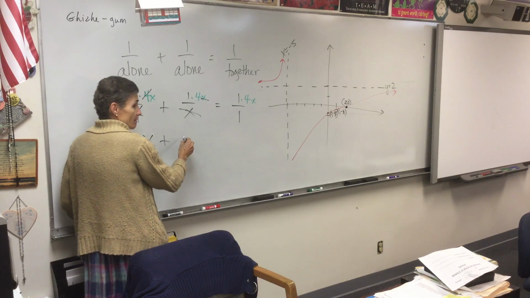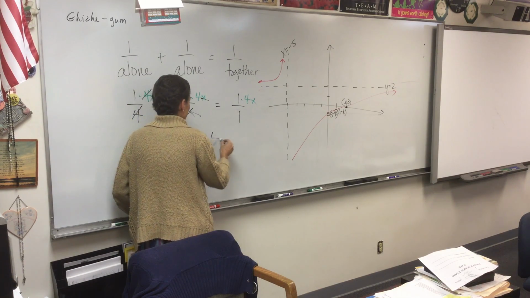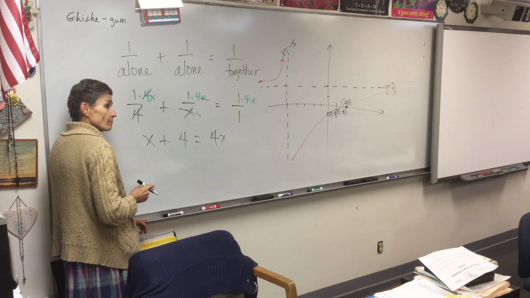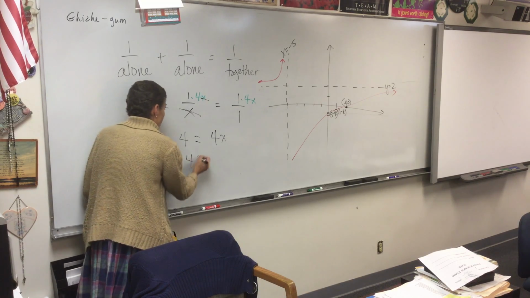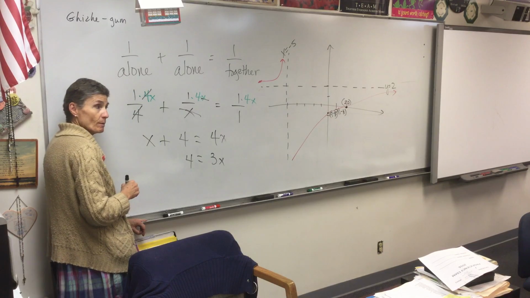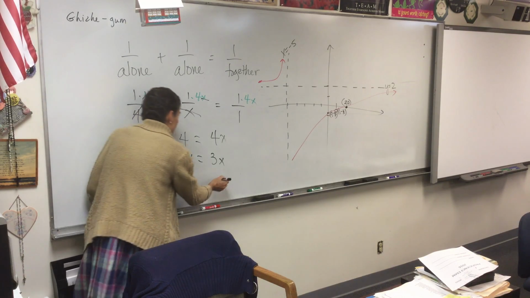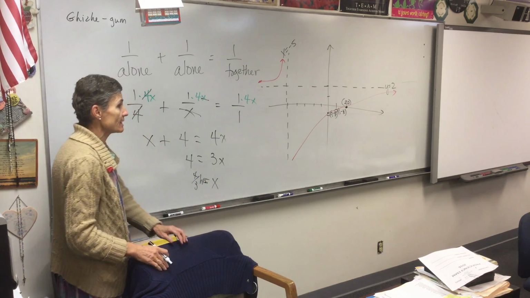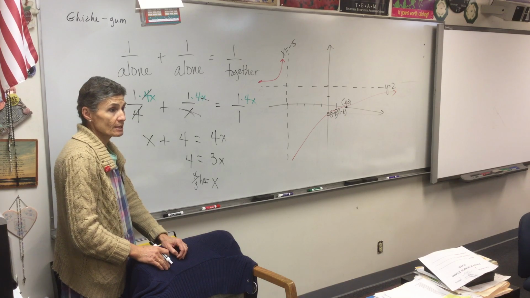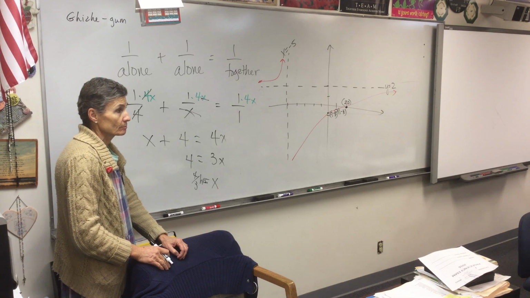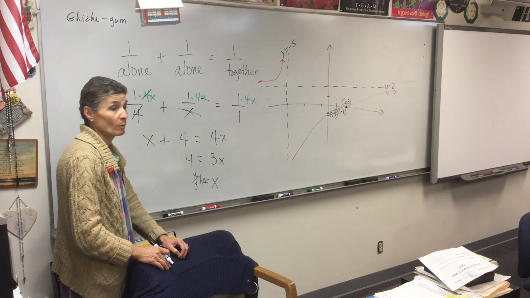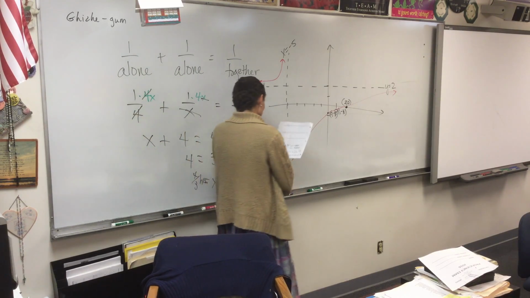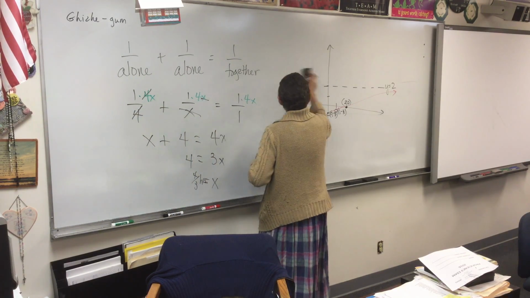So x plus 4 equals 4x. So 4 equals 3x if I subtract x from both sides. And x equals 4/3 hours. So how long does it take Aaron alone? 4/3 hours. Now we'll practice some more of those, but we really don't need to because they're so easy. Last one, and then I'll be quiet, okay? I'll shut up. Let's do this last one.